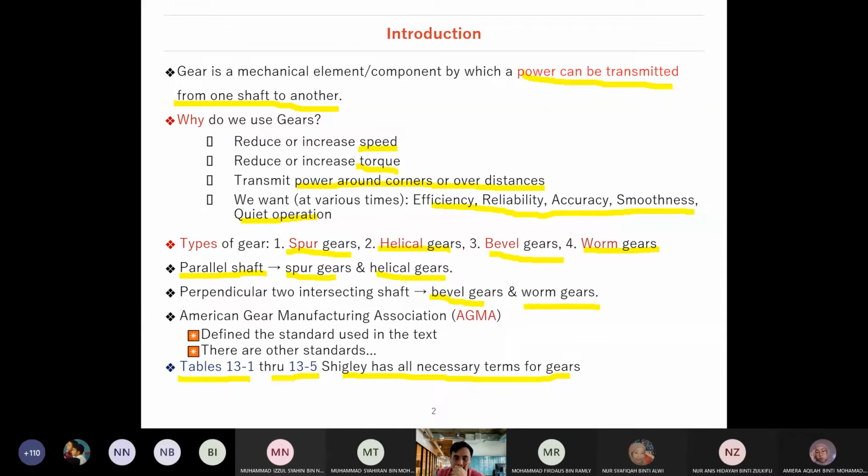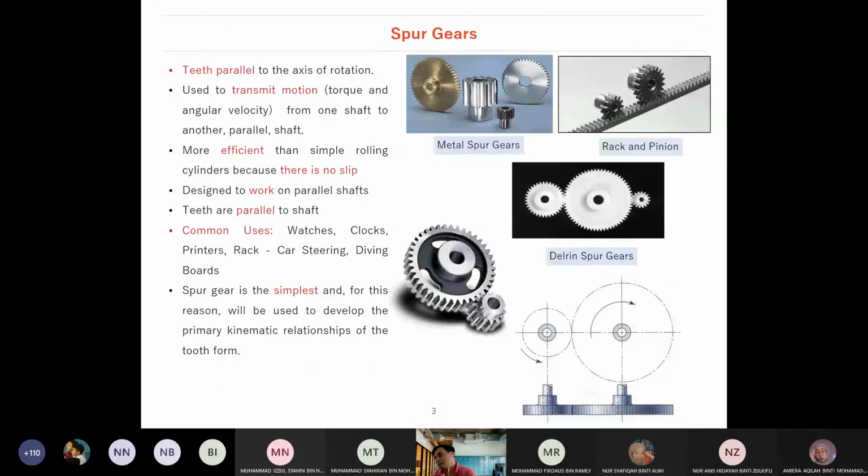Just a moment. Okay, let's talk about the spur gear. What is a spur gear? I think this is the gear that we normally use. Why do we call it a spur gear? Because the teeth are parallel to the axis of rotation. So what are the teeth? These are the teeth, in the same direction as the shaft.